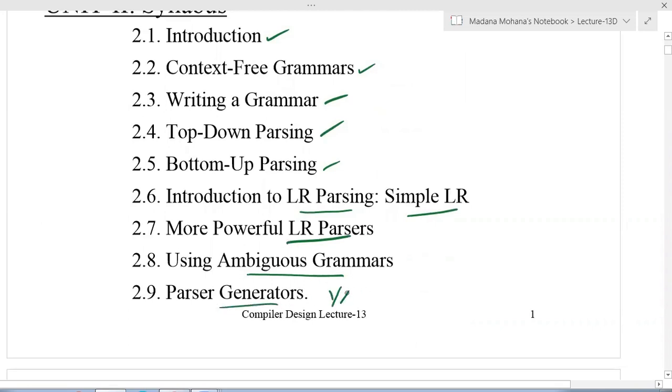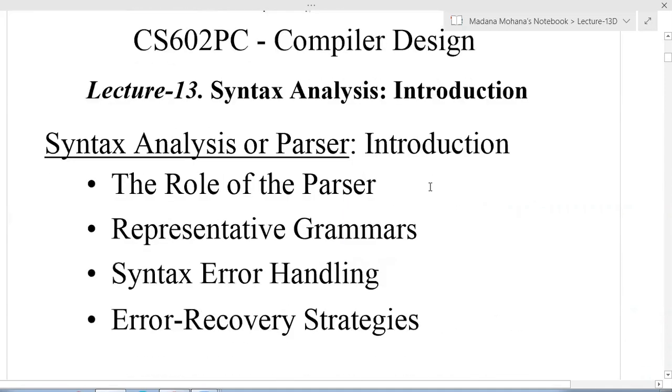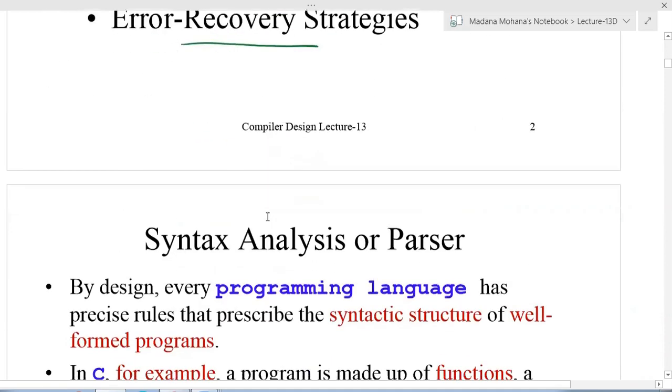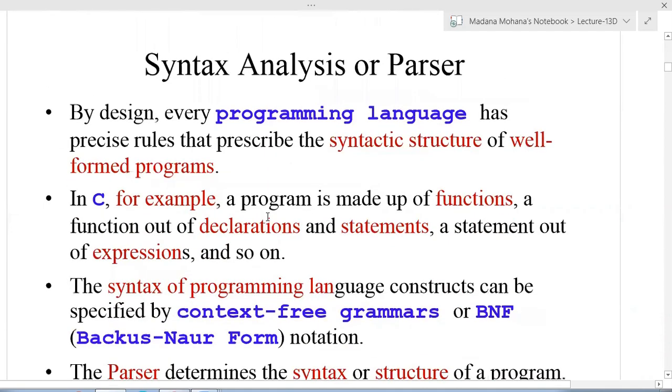The parser generator is nothing but YACC, yet another compiler compiler. Like the lexical analyzer generator, where we have the lex tool, for the parser we also have a generator, which is called YACC. Now in this lecture, first we will discuss the introduction to syntax analysis. In the introduction, first we will see the role of the parser, then representative grammars, then syntax error handling, then various error recovery strategies.